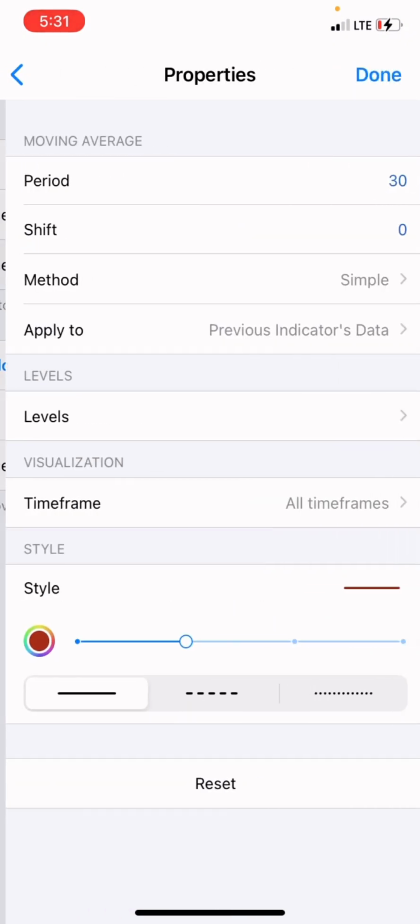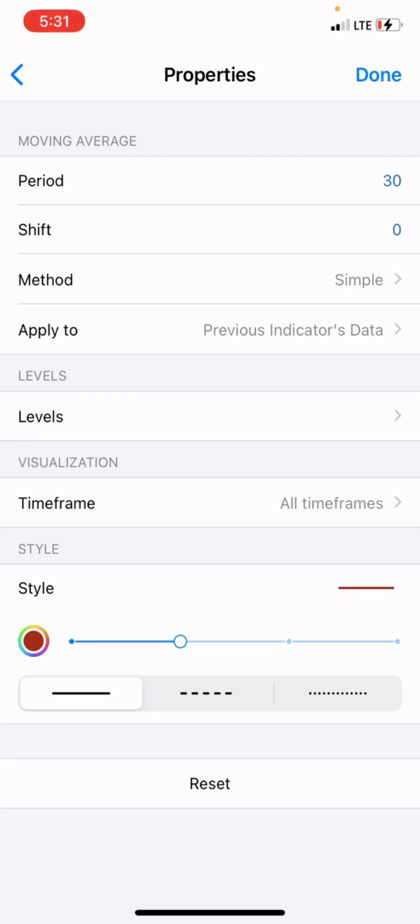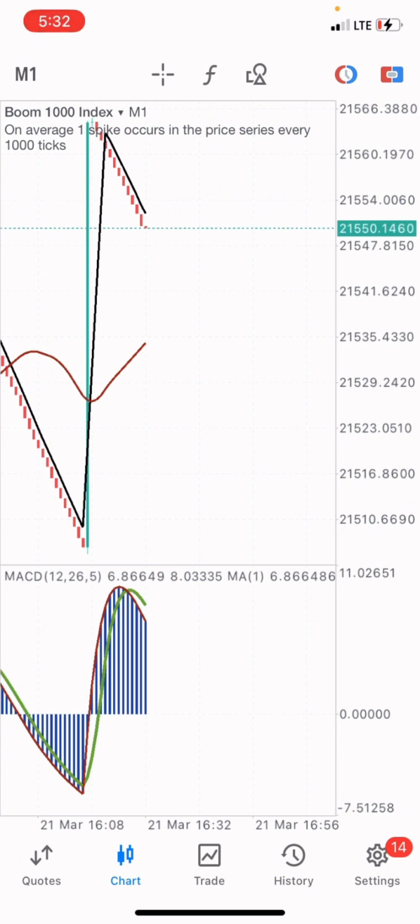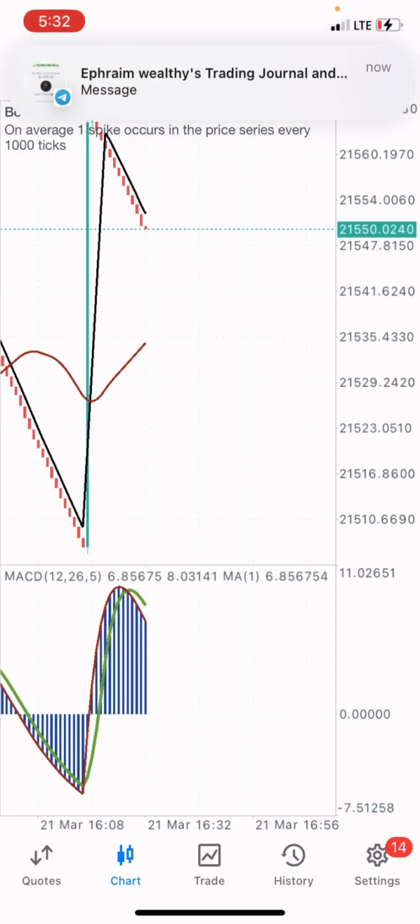And the next one would be period of 30, shift 0, method simple, apply to previous indicator's data. For visualization, you don't need levels, so you just skip to style and choose whatever color you desire, but make sure it is visible on your chart. In my case I'm using red color and 2 pixels. So you click done and you would have your moving averages on the main chart set up already.